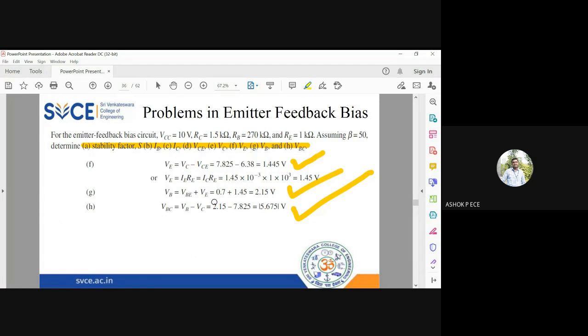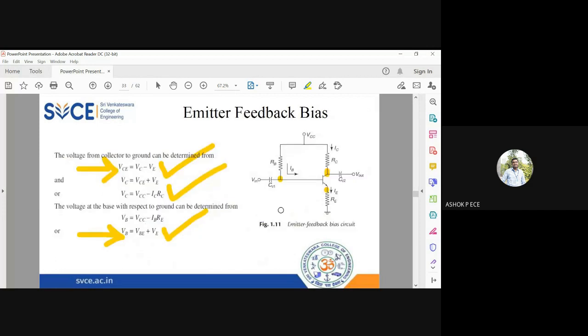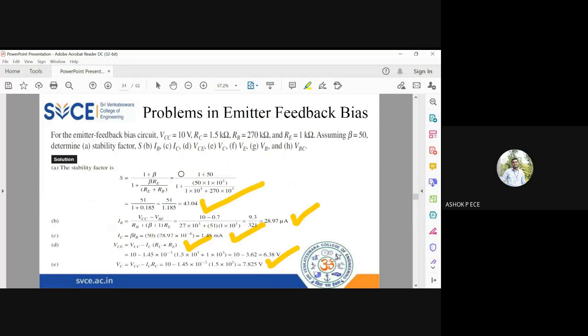when there is no resistance at the emitter side, it is directly grounded. So whatever VB you find, it will be equal to VBE. Whatever VC you find, it will be equal to VCE. But since you have an emitter resistance here, the value of VCE will not be equal to the value of VC. The value of VB will not be equal to the value of VBE. That is why in this problem they have asked us to find the individual voltages, voltage at collector, voltage at emitter, voltage at the base.